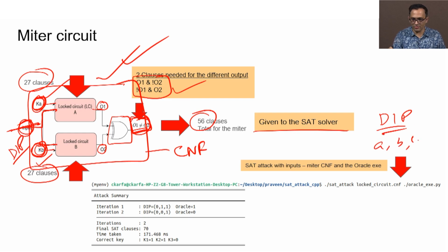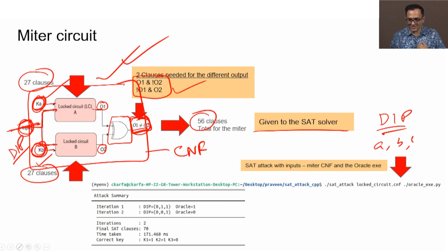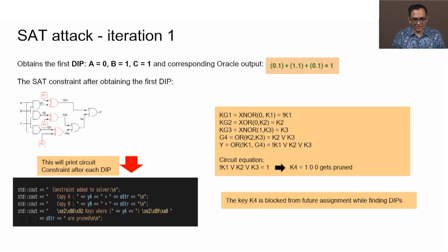In my circuit the inputs are ABC, right. So, I will get some value of ABC, and let us say I got A equal to 0, B equal to 1 and C equal to 1. If I give this to the oracle, let us say the oracle output is 1. So, for this input the correct output should be 1.